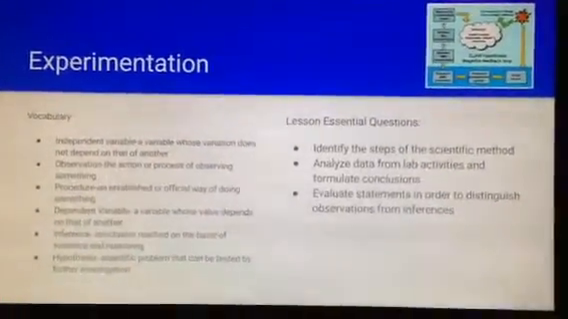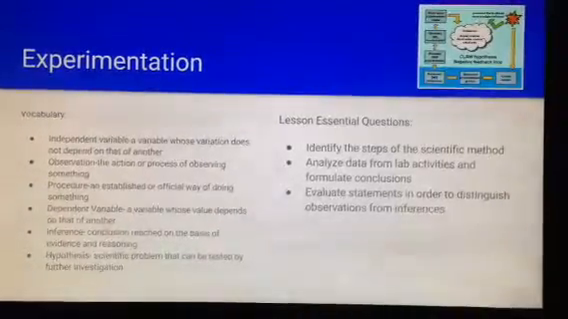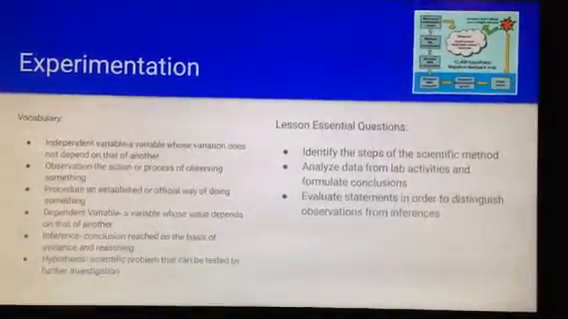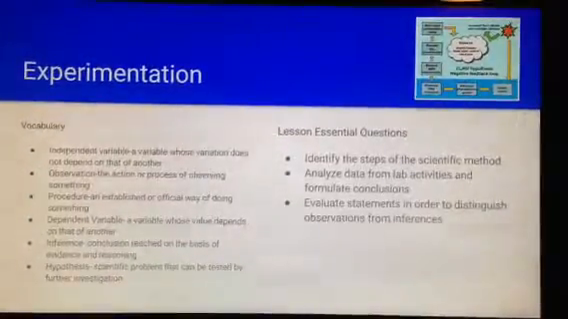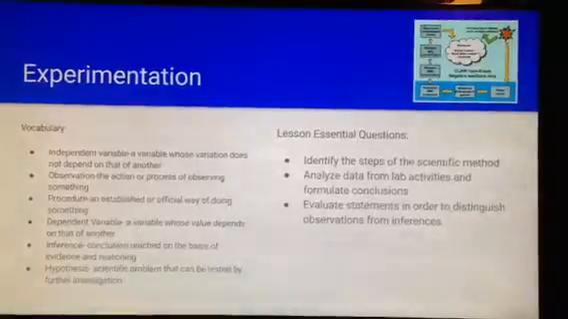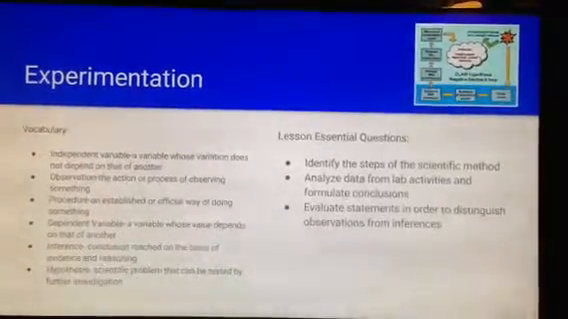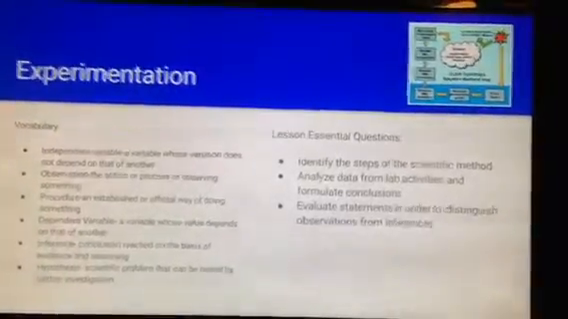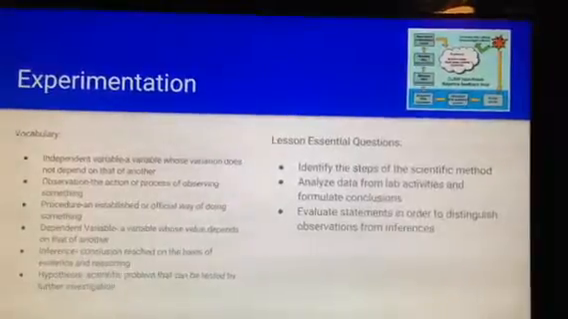And then the last concept is experimentation. So the first vocabulary word for experimentation is independent variable. An independent variable is a variable whose variation does not depend on that of another. And then there's also observation, which is the action or process of observing something. And then there's also procedure, which is an established or official way of doing something.